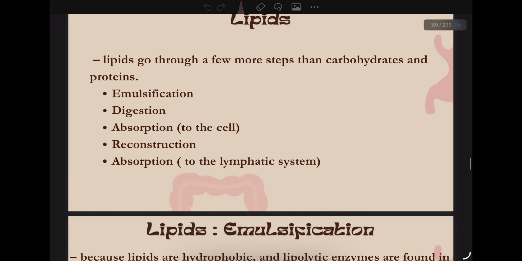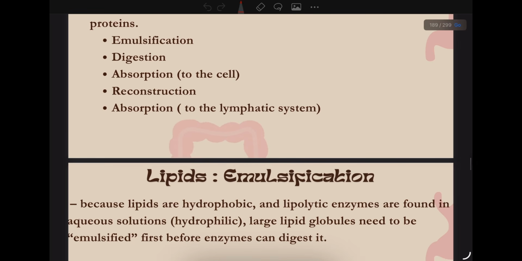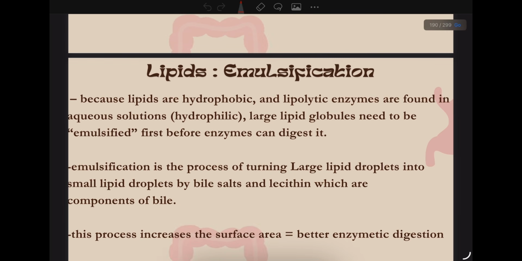Lipids. Lipids are the hard stuff, so please focus on them. Lipids are quite tough to absorb. Why? Because they are not as simple as carbohydrates or proteins or anything else. So what do we do first? Lipids are hydrophobic.